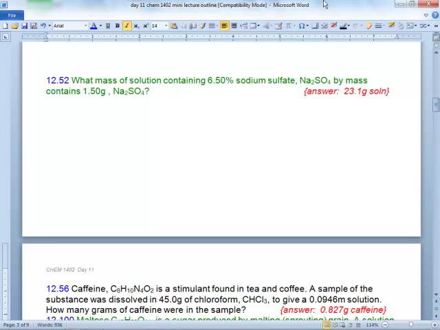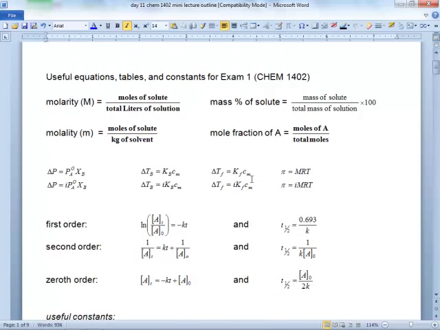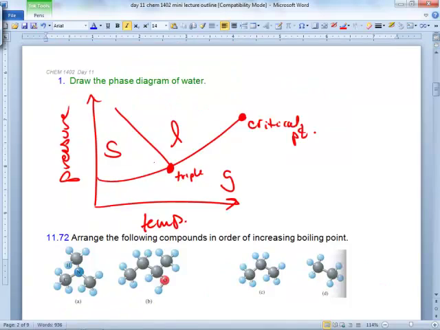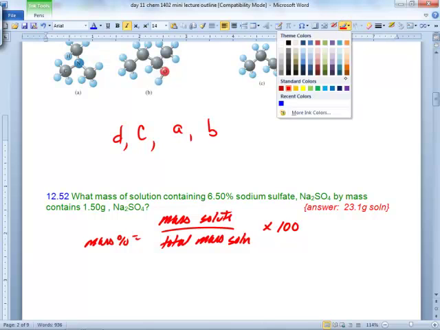So here's our question. What mass of solution? Okay. So they want to know mass of solution, right? So you go up here. Here's all of our equations. You don't have much choice. It would be which one? Yeah, mass of solution. Right? You're going to solve for this. Okay. So mass percent. Mass of solute over total mass of solution times 100. Okay. We're going to solve for the mass of solution. That's what it wants.